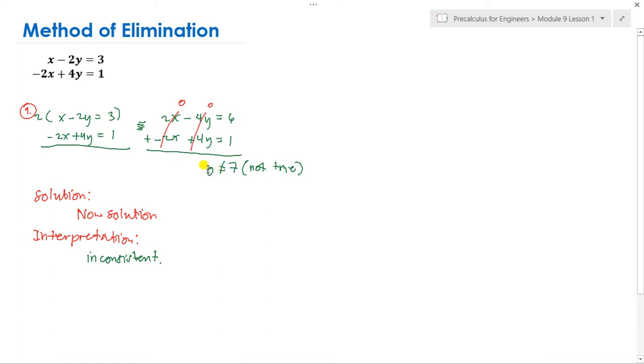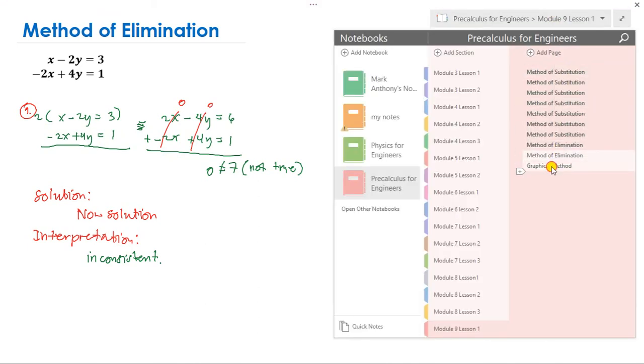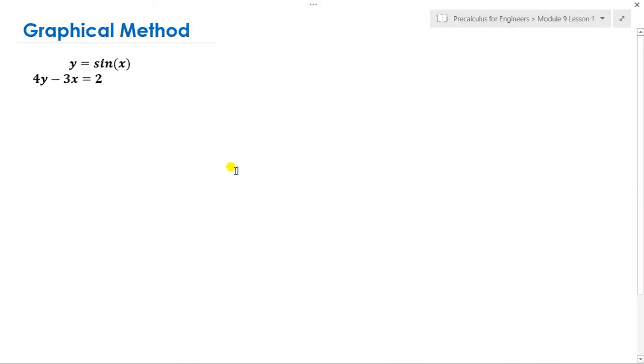So I hope you understood the method of elimination. Let's proceed to the final, what is known as the graphical method. Why do we apply this? Because what we did earlier, when we interpreted using the graphing calculator, was actually one of the examples of using this graphical method.